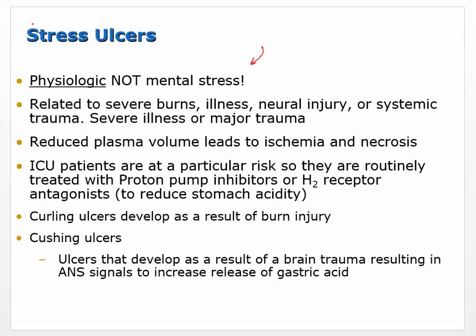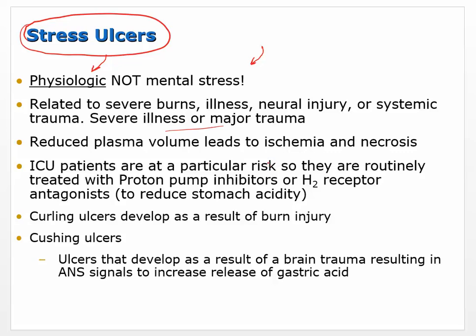But there is something called stress ulcers, but it's not psychological stress or mental stress. This is physiologic stress. This means that something is not allowing nutrients, or it's not allowing your body to take care of a certain area anywhere that's got this acid, your stomach or the duodenum. So it can be related to severe burns, illness, neural injury, systemic trauma, something like that that's causing a physiologic stressor. So basically severe illness, major trauma can cause it.